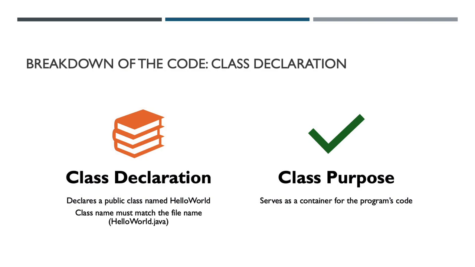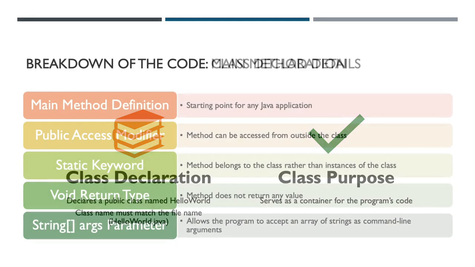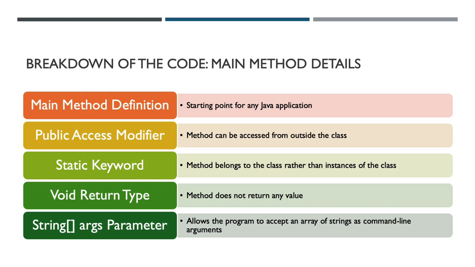First, there's the class declaration, the declaration of a public class named HelloWorld in Java. The class name must match its file name, and it serves as a container for the program's code. The main method is the entry point for any Java application. It is public, static, and void, meaning it can be accessed from outside the class, belongs to the class itself, and does not return any value. The String args parameter allows the program to accept command line arguments.